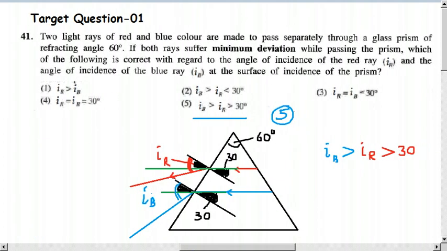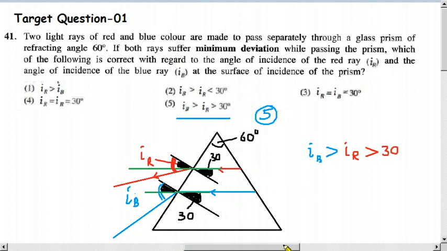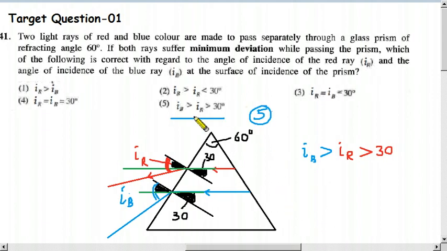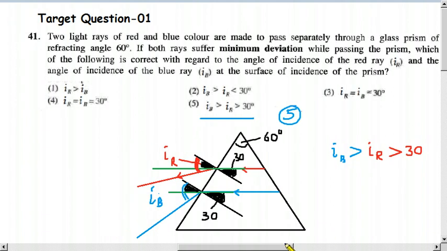So what do you think, children? My target question is good, isn't it? If you have solved correctly, if you received the same answer as 5, you can be happy. You are a genius student.